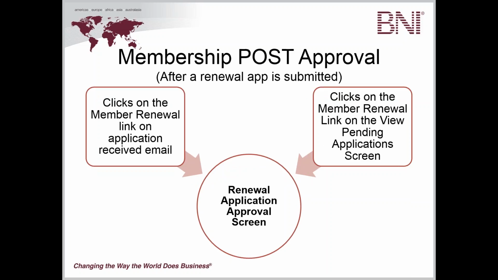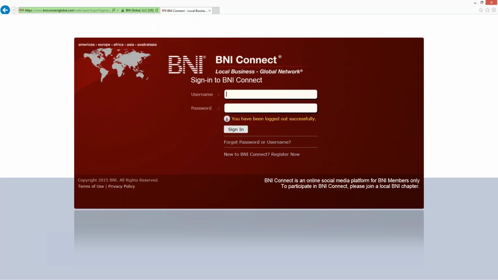The second way is the post-approval, and that happens after a member has submitted their application. So a member can go in, submit their application, and an email goes out to the membership committee and the leadership team saying, hey, congratulations, Johnny has submitted their renewal application. Please go ahead and approve this now. And it sends you a link to go to the post-approval screen. The second way is through the pending application screen. So we're going to take a look at both of those methods right now.